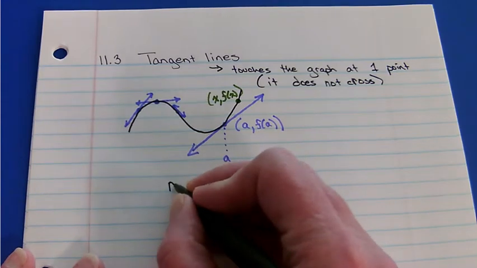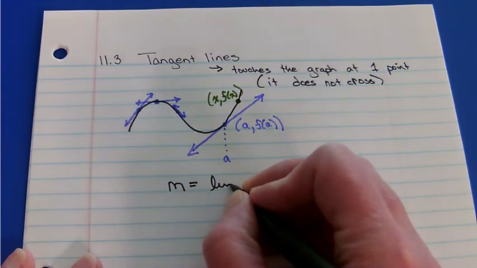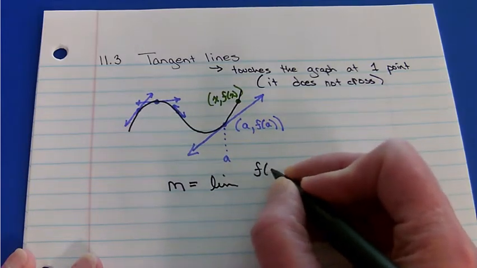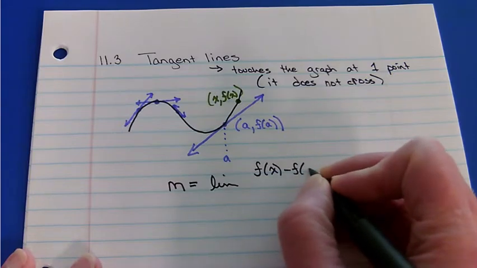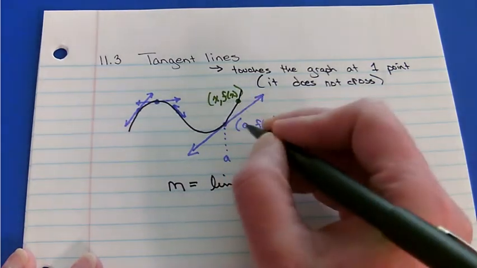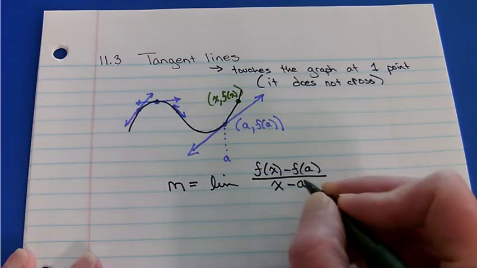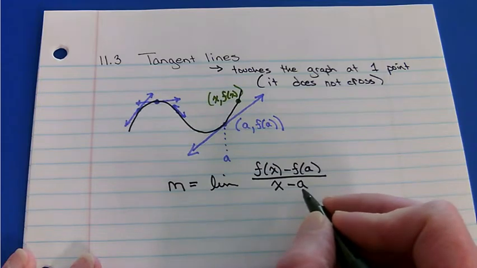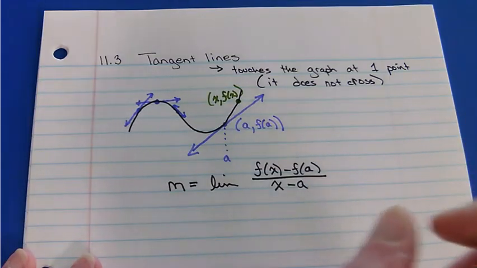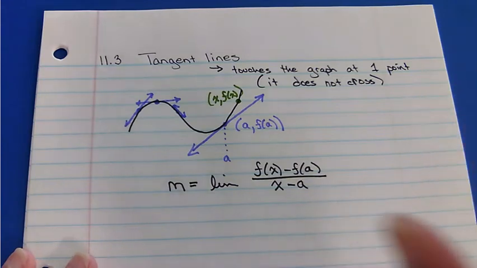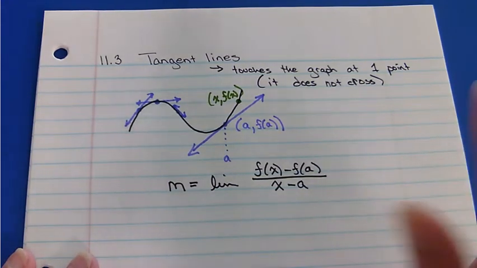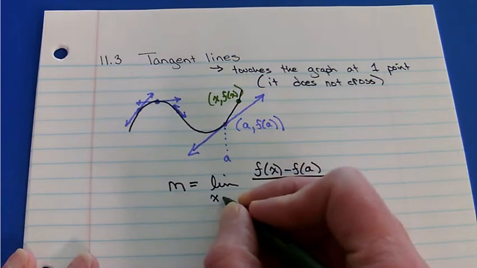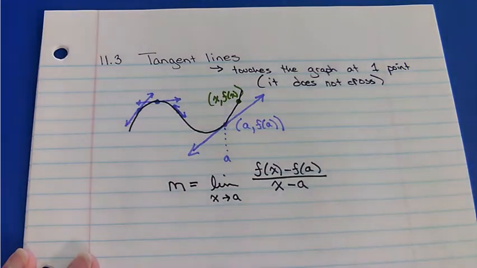So the slope is going to be the limit as, so let's talk about what we'd have over here. y minus y, because it's the change in y's over the change in x's. But I'm wanting to find out what happens as this x value and that a become the same thing. In other words, the slope at a certain point, not between two, but at a certain point. So I'm going to find the limit as x approaches a.